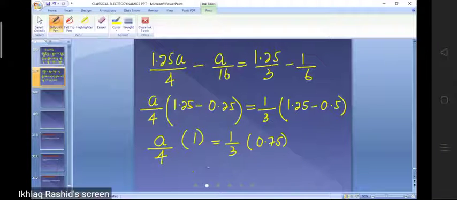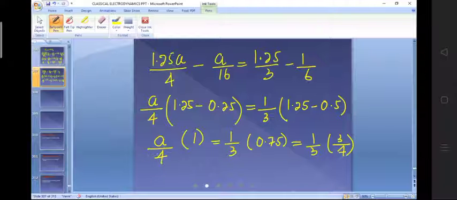ठीक है ना बेटा? Okay. Now 0.75 will in turn be equal to 3 by 4. So I can write it like this: 1 by 3 multiplied with 3 by 4. So this 3 and 3 will cancel, and here we get 1 by 4. So simply it means that A divided by 4 is equal to 1 divided by 4.